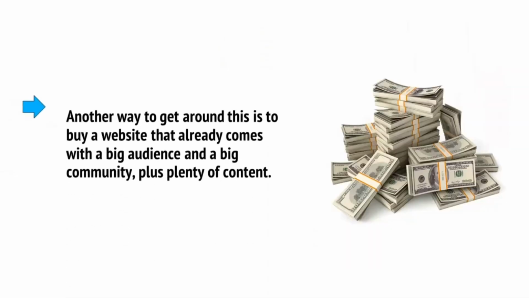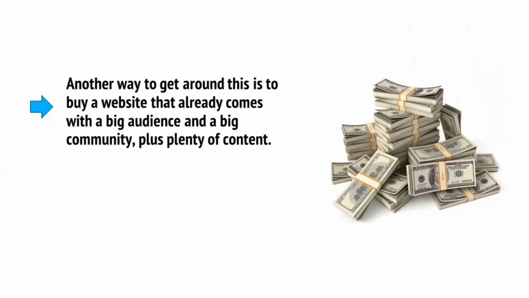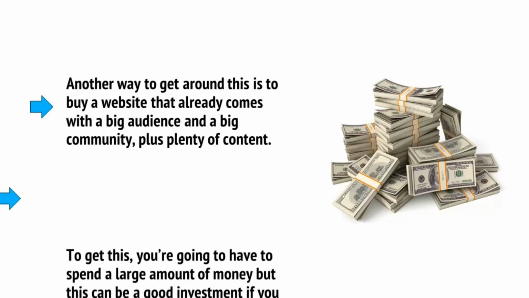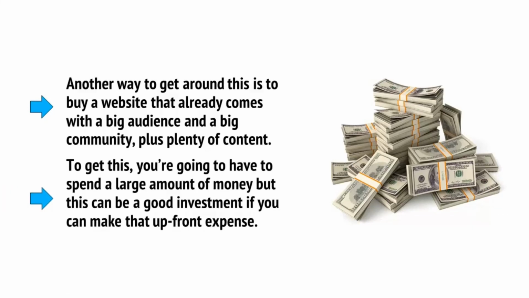Therefore, most of the best ways to make money from a blog are going to involve regular input on your behalf, which will mean writing new blog posts and running a social media page. One way to get around this is to find a writer, or several, and pay them to write content for your site. Make sure it's good though. Another way to get around this is to buy a website that already comes with a big audience and a big community, plus plenty of content. To get this, you're going to have to spend a large amount of money, but this can be a good investment if you can make that upfront expense.